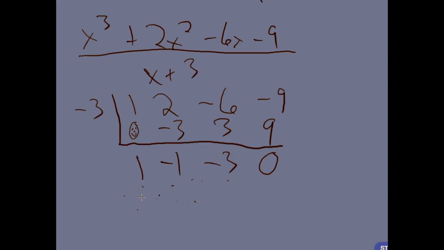We forgot a step. So this is x squared minus x. Why didn't anybody stop me? Minus 3. So there you go. That's another factor. That's another factor of x cubed plus 2x squared minus 6x minus 9.